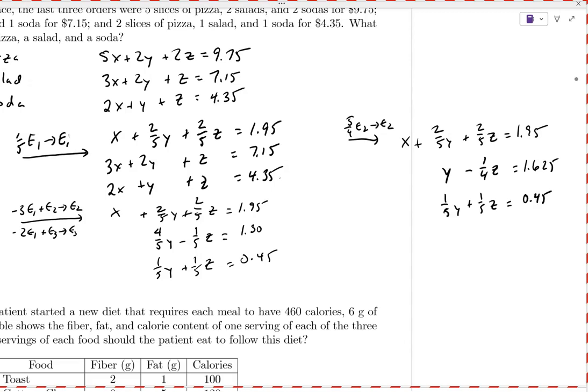This is why I said I promise on the test you won't get nasty numbers. They'll be whole numbers. Like I said, if they're not whole numbers, something went wrong along the way. All right. We got a 1. What's the next step?